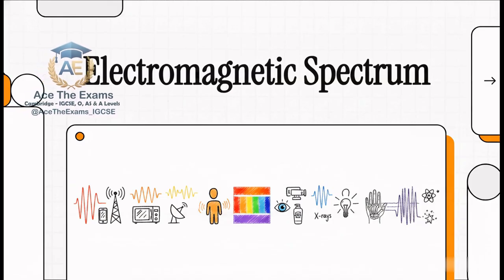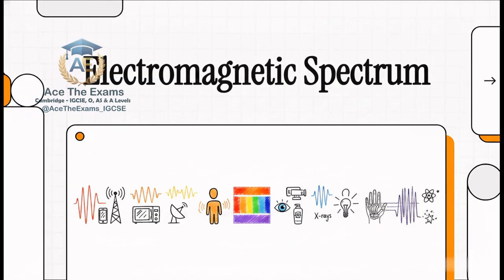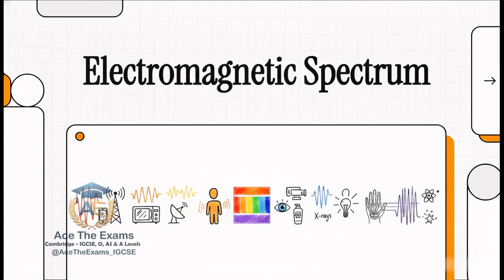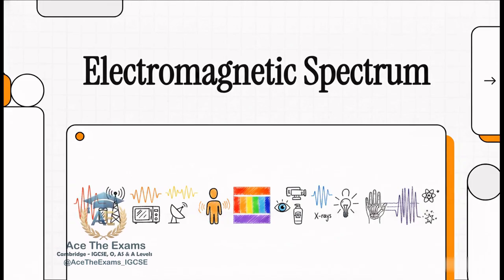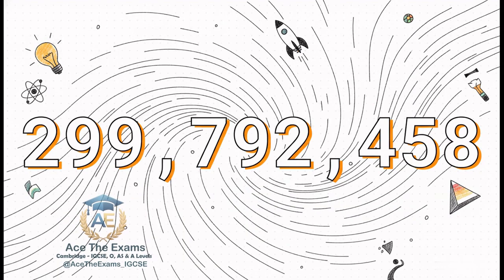Now, you can kind of think of this as a huge invisible family of waves. From the light that's bouncing off whatever screen you're watching this on to the invisible signals keeping your phone connected, they are all part of this exact same family. And just like any family, they share some pretty deep-rooted traits.